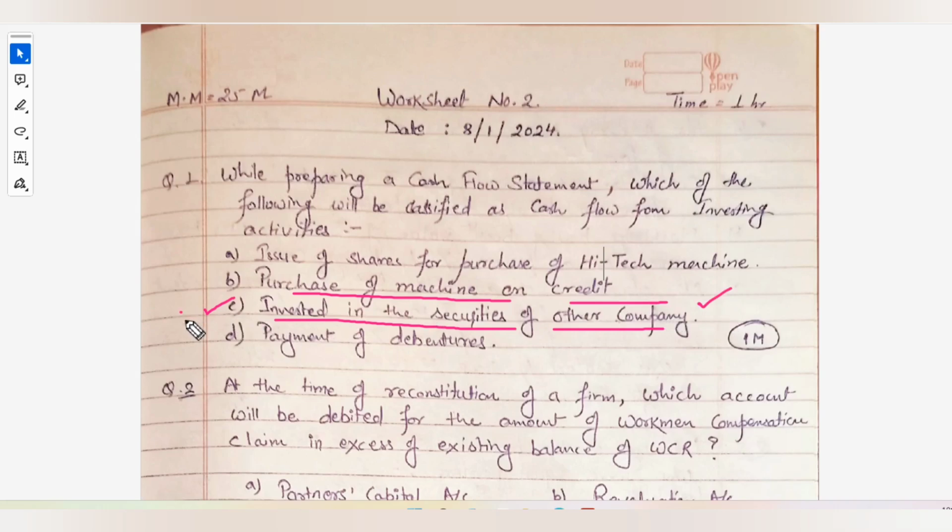That means option C is an example which can be categorized under investing activities. And the last option is payment of debentures. It results in an outflow of cash, but since debentures are a source of finance, it is a financing activity. So option C will be the correct answer. The answer is option number C.